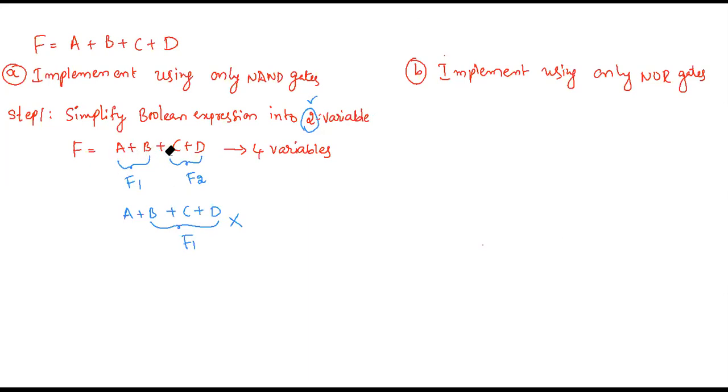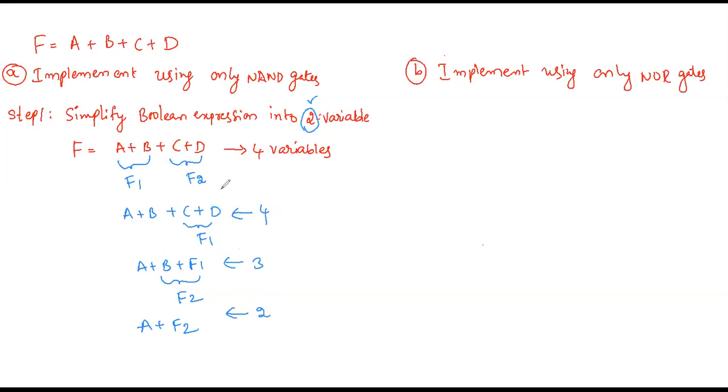So A + B is one group, C and D is one group. Another possibility: you can consider first C + D as F1, then you get A + B + F1, then you can consider B + F1 as F2. So you will get A + F2. So the expression goes from four variables, to three variables, to two variables.